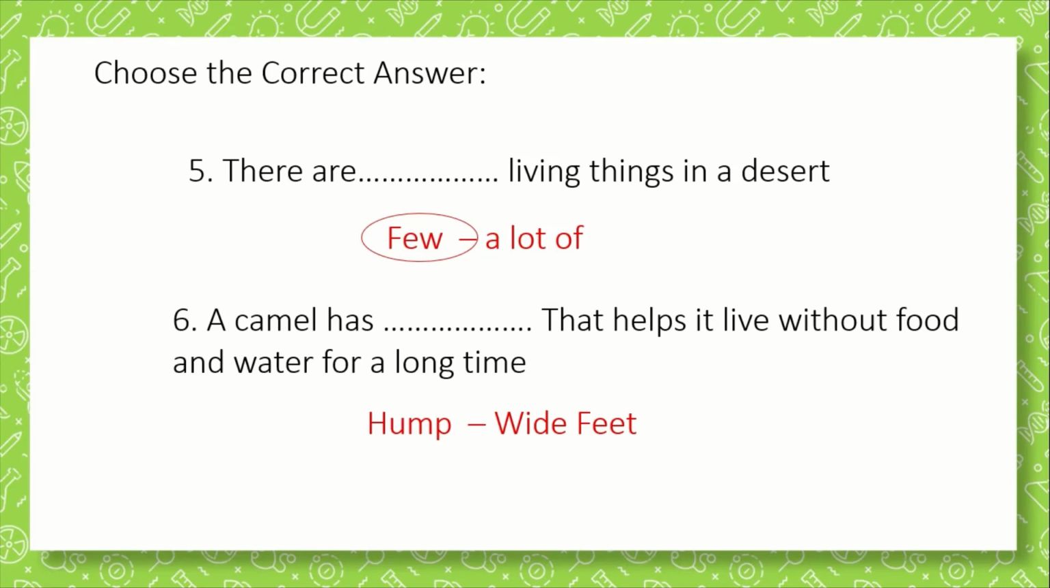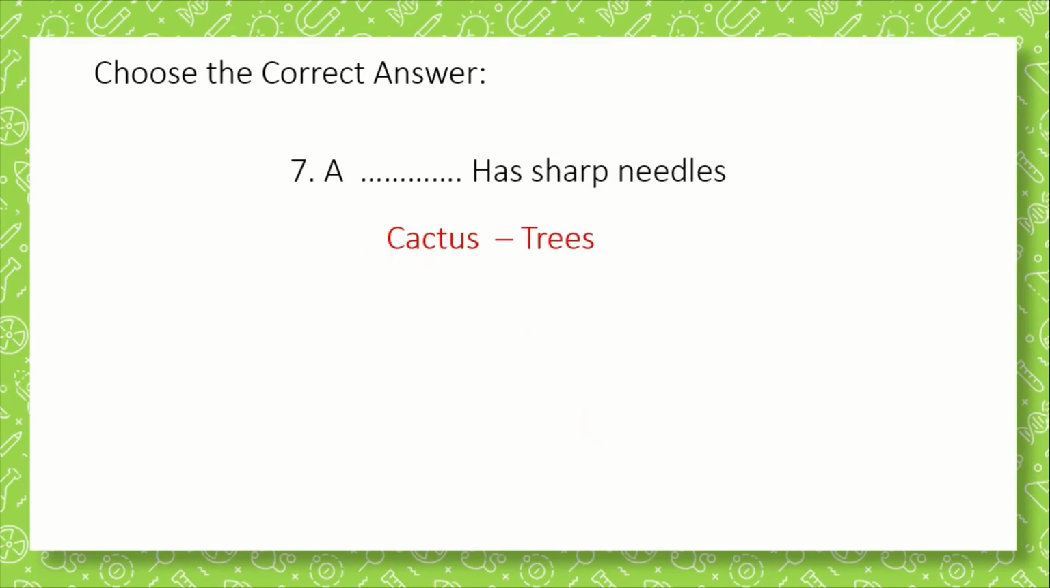Question 6. A camel has a what that helps it live without food and water for a long time? A camel has a hump. A hump, correct. Question 7. A what has sharp needles? Is it a cactus or a tree? A cactus, correct, to protect themselves from animals. It has sharp needles.